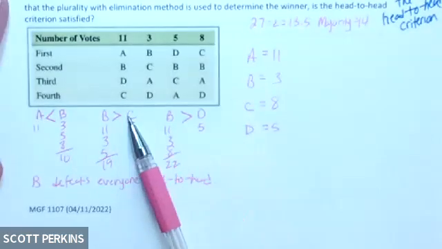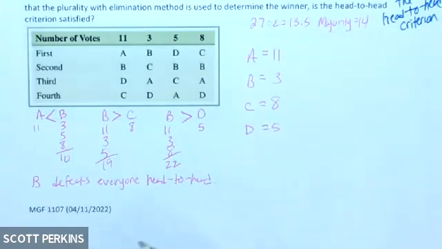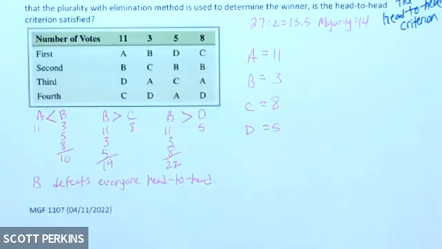If C had won, then I would check C with everybody. If D had won here, that would have created the most busy work. I would have then compared D with everyone. Okay, so B beats everyone head to head. If you don't have anyone that beats everyone head to head, then you can just stop right now and say, okay, the head to head criteria is not going to apply.